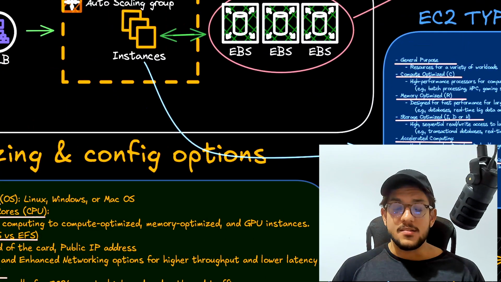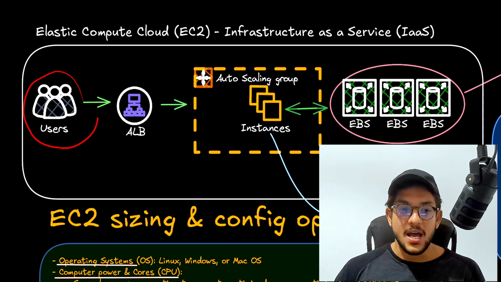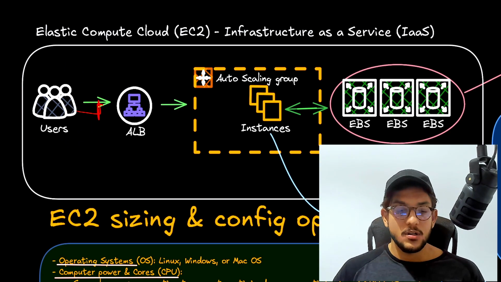Looking at our diagram here, here's the flow. Users connect to a load balancer which distributes traffic to EC2 instances in an auto-scaling group. These instances automatically expand or contract based on demand, perfect for unpredictable traffic patterns. Each instance connects to EBS volumes for persistent storage that survives even if instances fail.